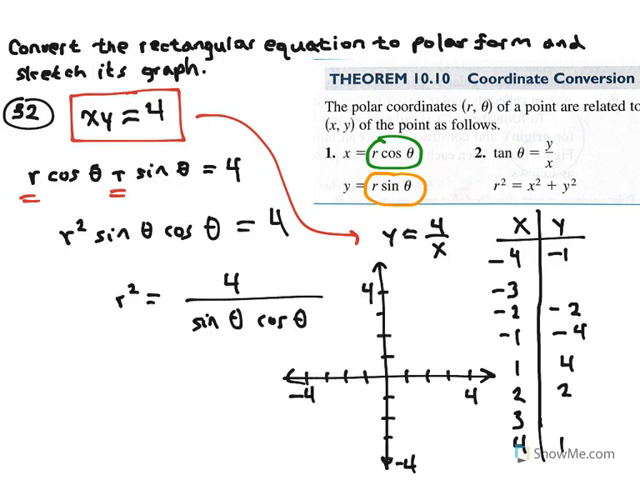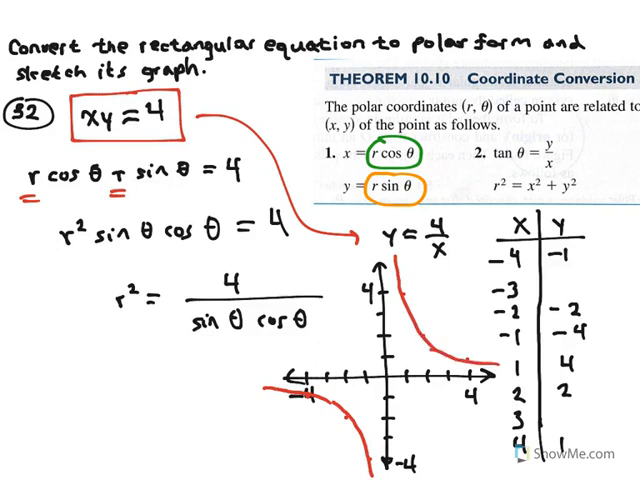So we have negative 4, negative 1. We have negative 2, negative 2. We have negative 1, negative 4. And we also have 1, 4. We have 2, 2. And we have 4, 1. And in fact, what we get is a hyperbola. And these are the two branches of the hyperbola.